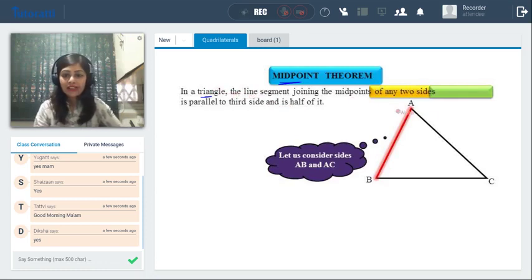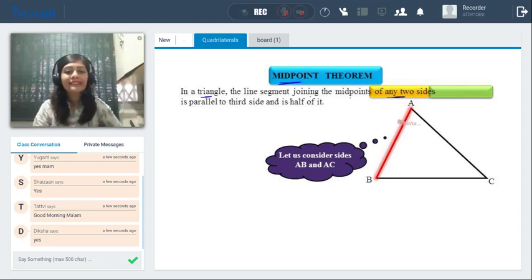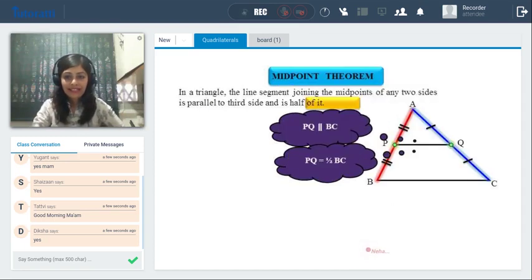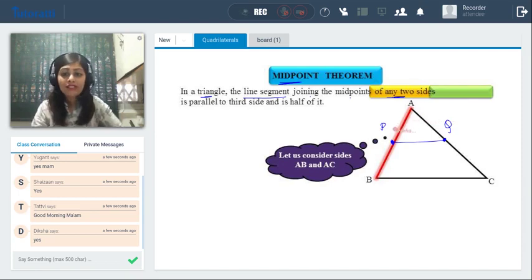What does it say? In a triangle, so we have triangle ABC, the line segment joining midpoints of any two sides. Students, any two sides, right? So let's consider those two sides as AB and AC. We take the midpoint of AB, and we'll take the midpoint of side AC. Now, what does the statement say? Line segment joining the midpoints. So let's have a line segment which joins these two midpoints. Say we call it PQ right now. So we have P and Q as the midpoints of AB and AC.